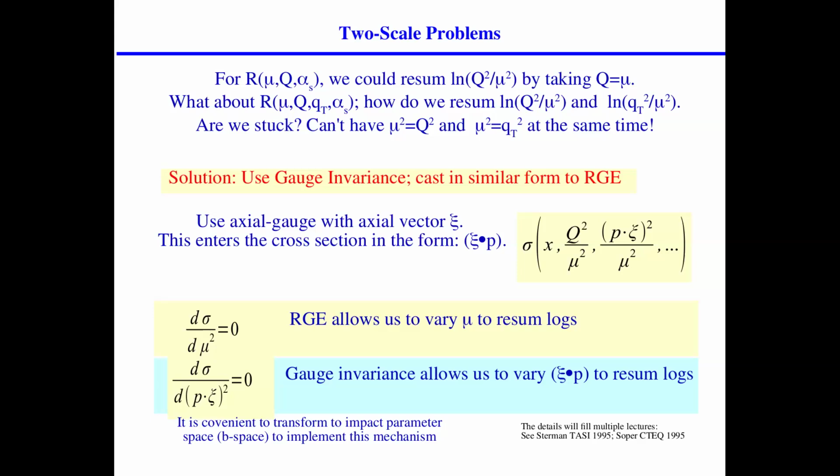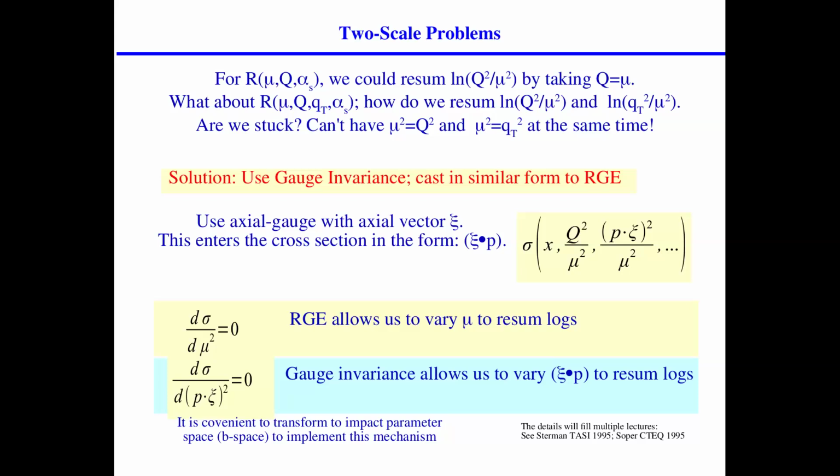You can't do that with two scales, and this is the genius of the Collins-Soper-Sterman approach. What they realized was that not only do you have the symmetry of the renormalization group equation, you have gauge invariance. They set this up in a particular way. They decide to use axial gauge, with an axial vector, and you can dot that into a momentum. Basically, the fact that the cross section doesn't depend on the gauge vector, you can write like this: d sigma d zeta equals 0.